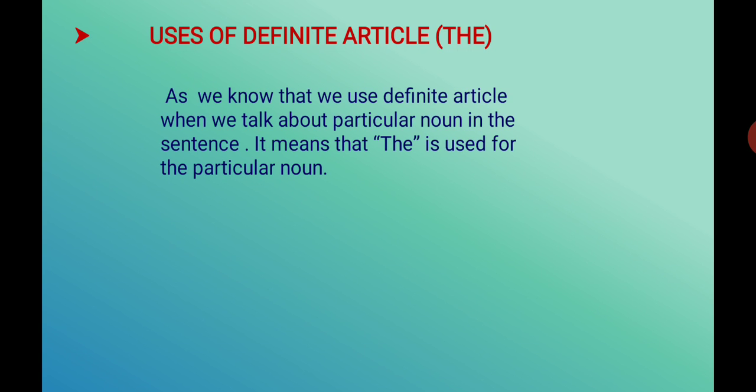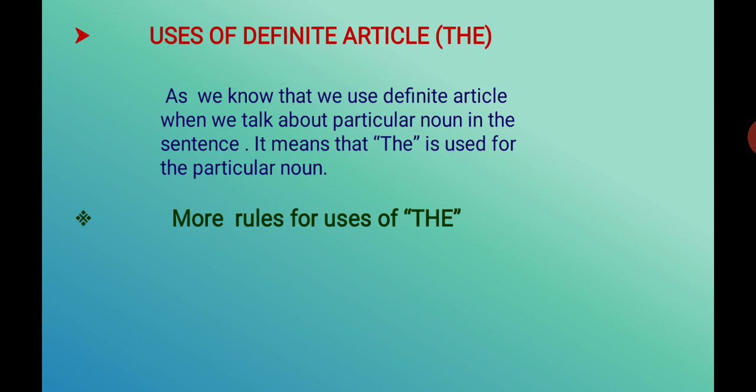Okay. So let's start. As we know, we use definite articles when we talk about particular nouns in the sentence. It means that the is used for the particular noun. As we know, definite article means we are talking about some particular noun. It is called the definite article. The article shows the particular noun in the sentence, and we know that the is the definite article. So the is used for the particular noun.